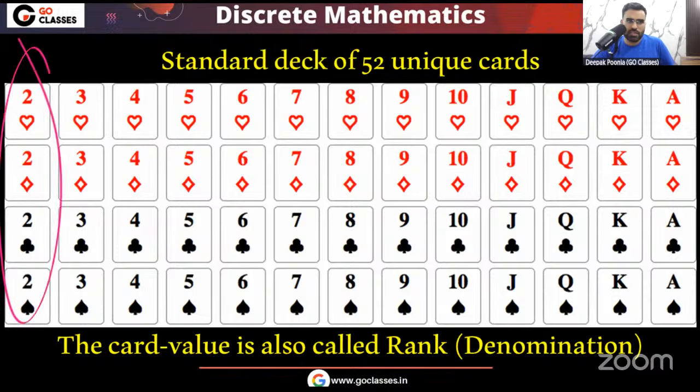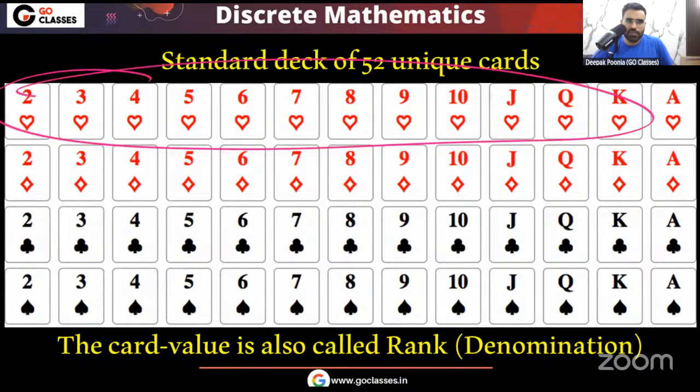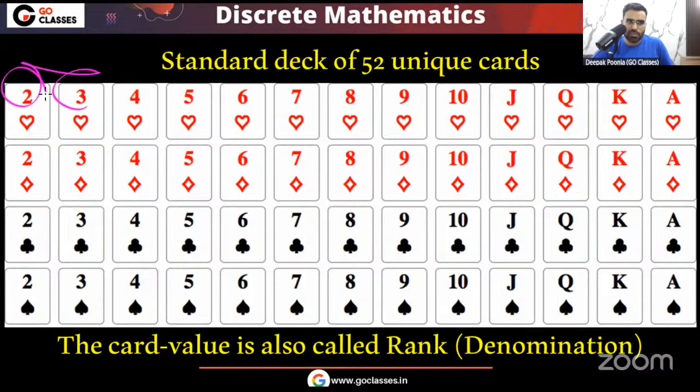These are the suits. You can see, this suit is called heart, this is called diamond, this is called club, and this is called spades. So for every value there are 4 suits, and for every suit there are 13 values. These values, 2, 3, 4, and so on, jack, queen, king, ace, are also called rank, and also called denomination. So the card value is also called rank, and also called denomination.